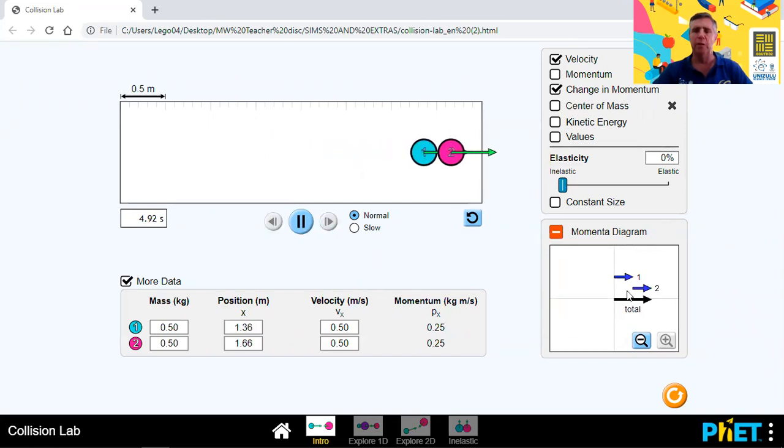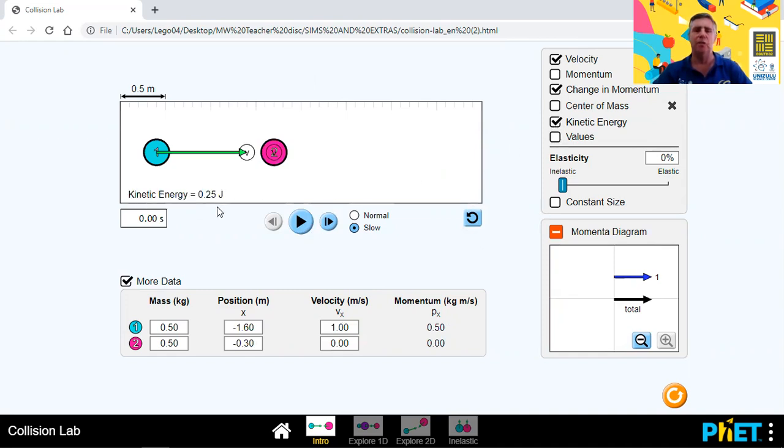So you can see something different already in the momentum diagram. Let's just look at that again. Let's try it a bit slower. So the momentum of ball 1 is shared between the two afterwards because they stick together. Now, this doesn't tell us very much about kinetic energy, but we can actually ask PhET to tell us the kinetic energy before and after.